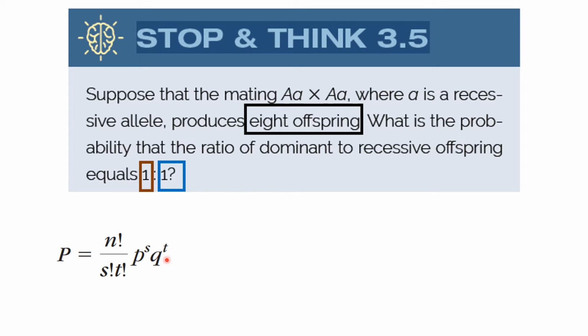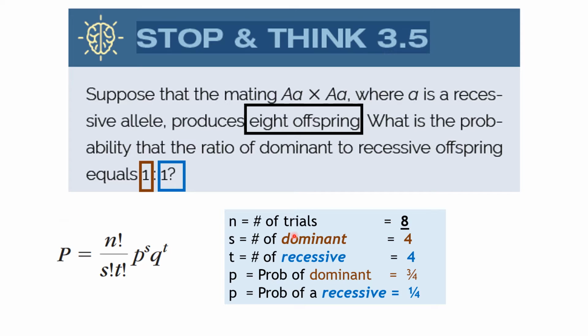Here you don't have to use the multiplication rule, and you don't have to use the addition rule. In this case, you have to apply the binomial theorem. You have eight trials, and you have the probabilities. These are the number of dominants: of 8, 4, and it's 50-50, so it will be 4 and 4.